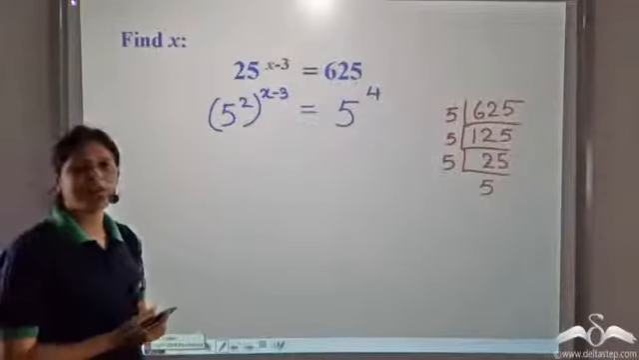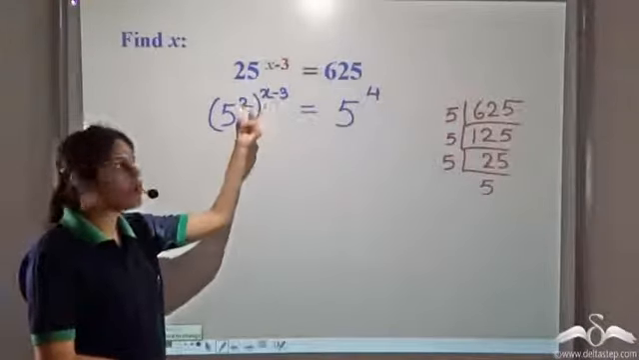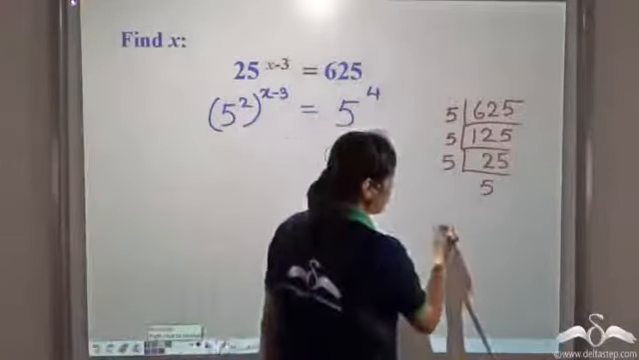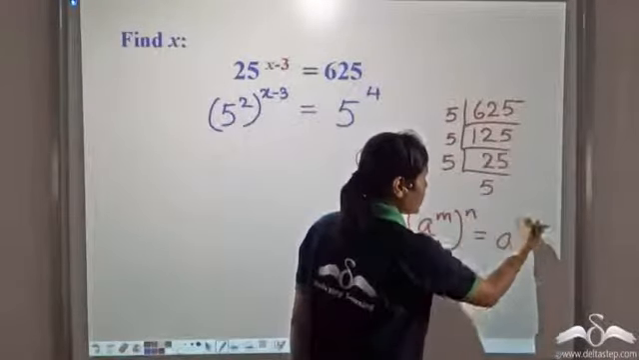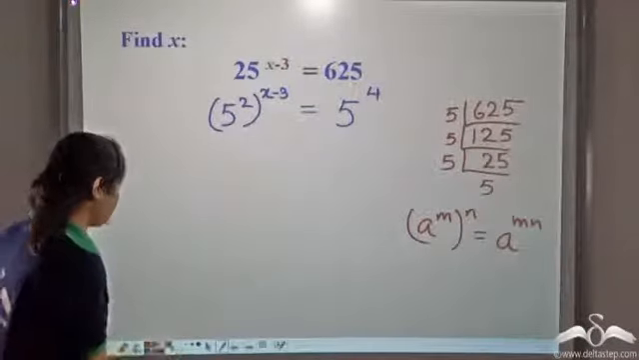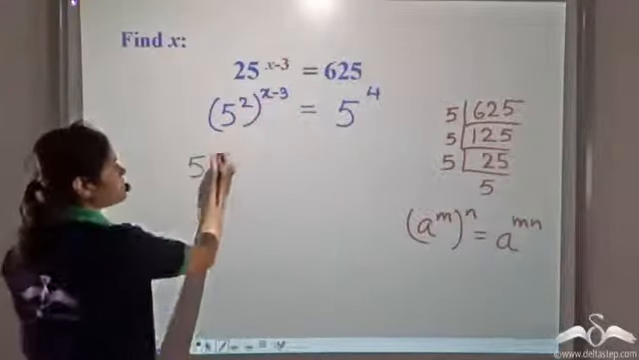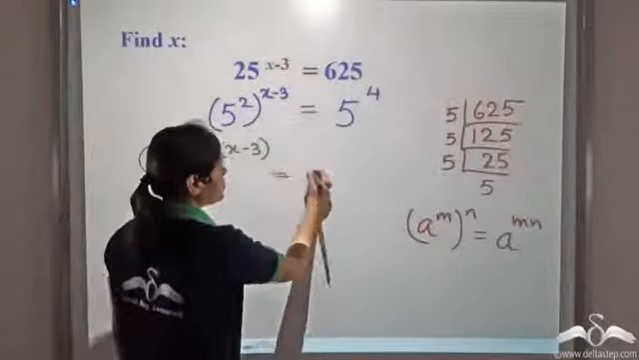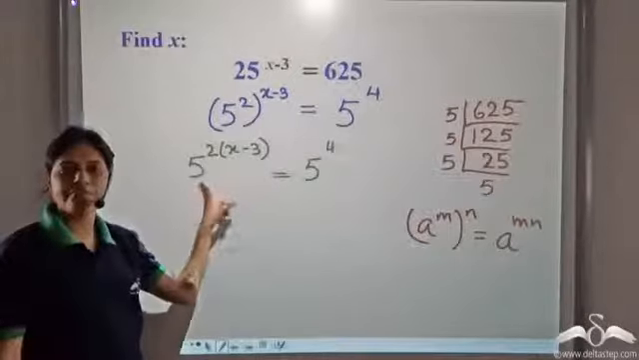Now let us simplify the left hand side. Left hand side is 5 to the power 2 whole raised to the power x minus 3. So we can multiply this. We know a to the power m whole raised to the power n is a to the power m into n. So let us apply this here. We get 5 to the power 2 into x minus 3. This is equal to 5 to the power 4. This is what we have.